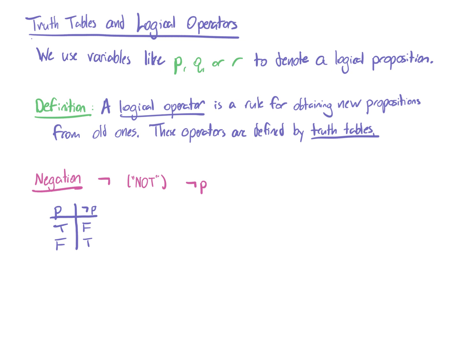If we sort of translate this into English, just to get a sense for what the negation operator is doing, if P is the proposition that I hiked today, then not P is the proposition that I did not hike today.